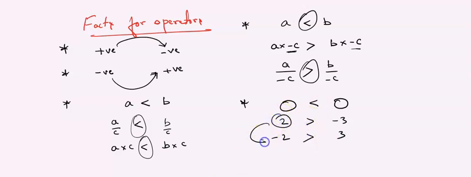Instead of 2, if you reverse the sign, and instead of minus 3, if you reverse the sign, what happens? The sign will get reversed. Instead of greater than, it becomes less than. If 2 is becoming minus 2 or minus 3 is becoming plus 3, then instead of greater than, it becomes less than. So these are the important facts or properties related to this chapter, linear inequations.